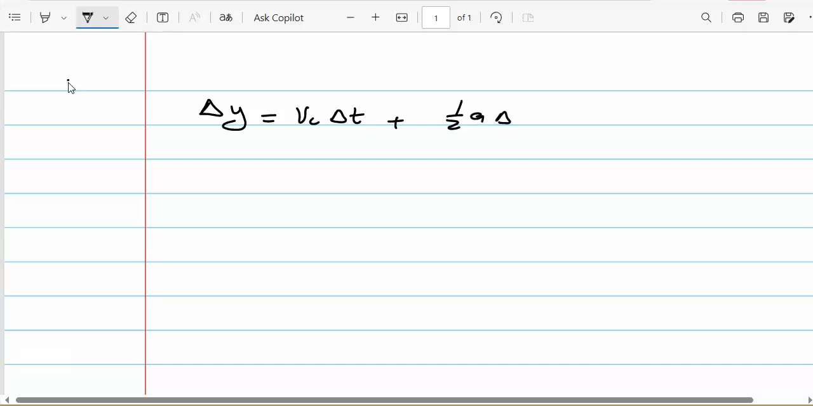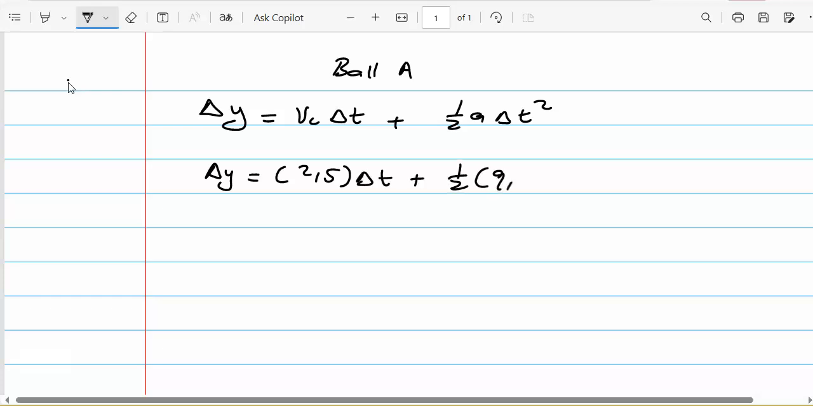a delta t squared. Let's say we start with ball A. Let's substitute what we were given with ball A. For ball A, delta y is equal to V initial, which is 2.5, times delta t, plus 1 over 2 times the acceleration, 9.8, times delta t squared.